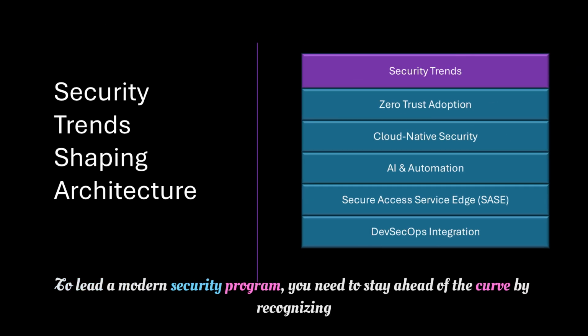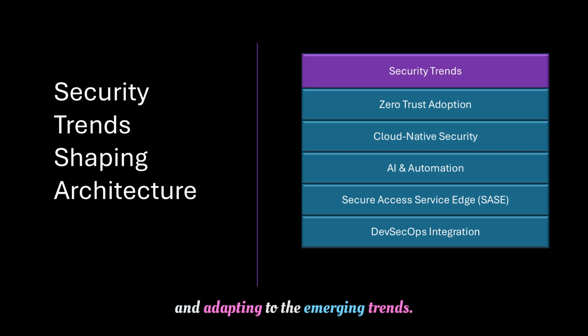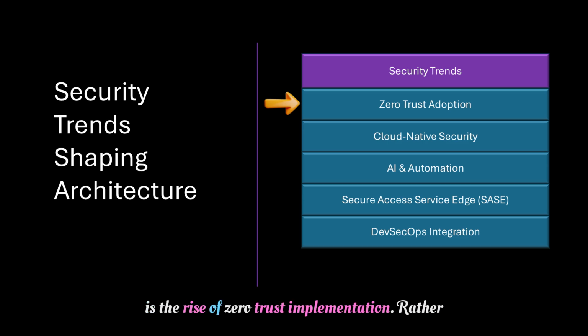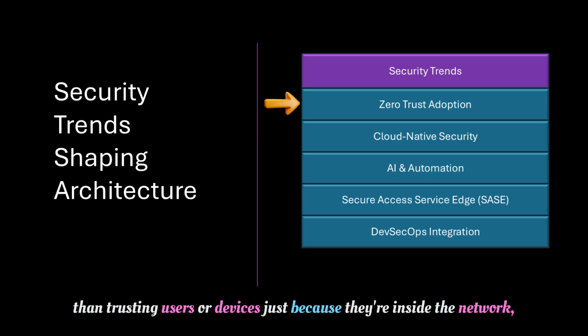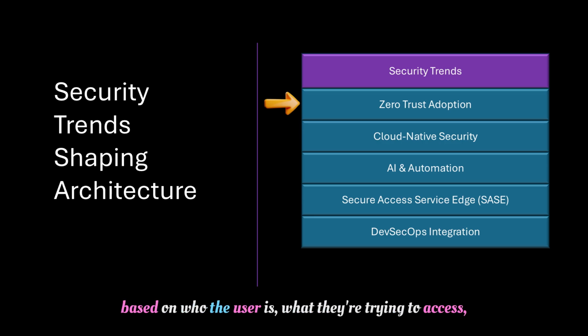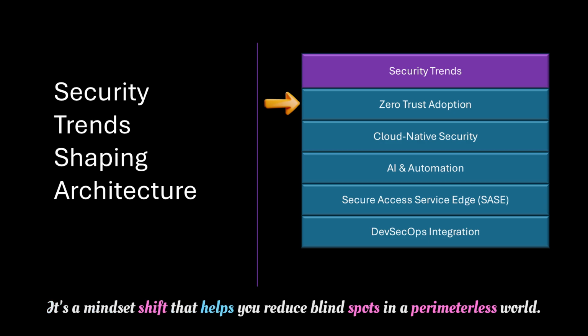To lead a modern security program, you need to stay ahead of the curve by recognizing and adapting to the emerging trends reshaping security architecture. One of the most critical shifts you'll encounter is the rise of zero-trust implementation. Rather than trusting users or devices just because they're inside the network, you'll adopt an identity-centric model where access is continuously verified, based on who the user is, what they're trying to access, the context of their request, and the risk signals involved. It's a mindset shift that helps you reduce blind spots in a perimeter-less world.